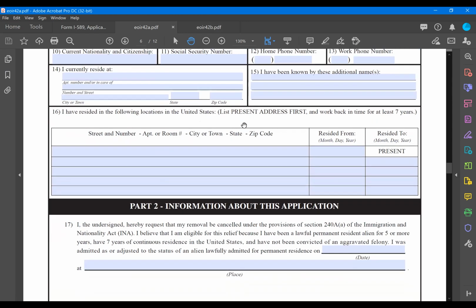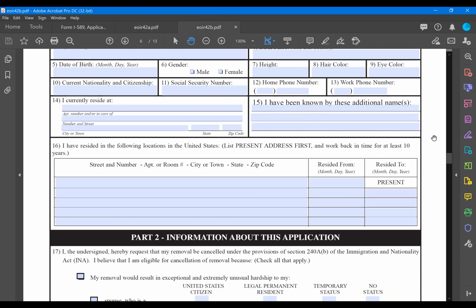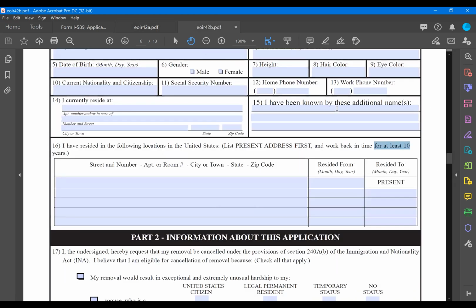Okay, here we list out their address history. For a permanent resident, you have to go back for at least 7 years. But if we're doing a 42B for a non-permanent resident, you have to go back for at least 10 years. Because remember, you have to prove their continuous presence in the US for at least 10 years, but you only have to prove residence for 7 years for the other. So just be sure to read carefully. It tells you the instructions right here.